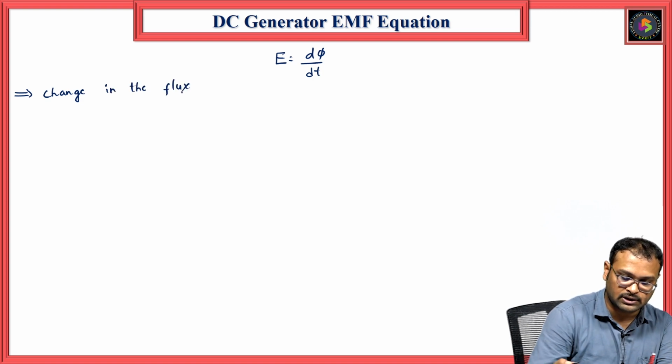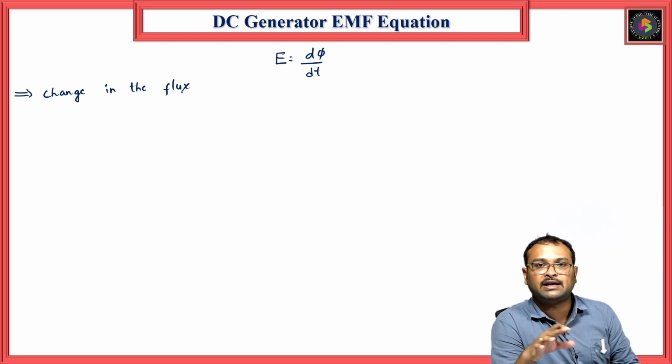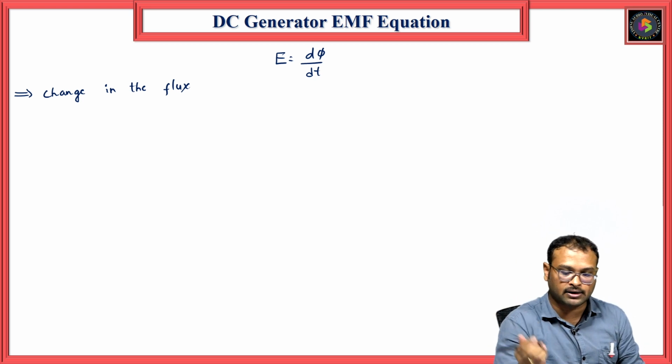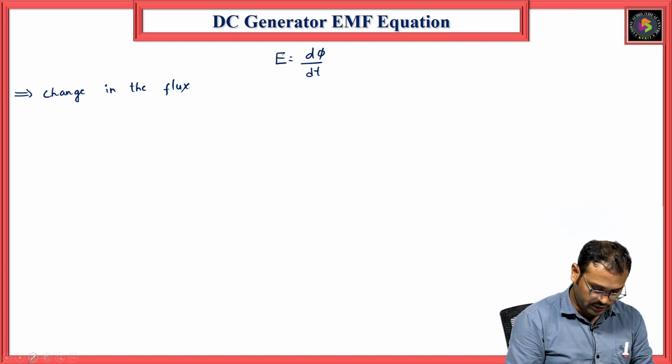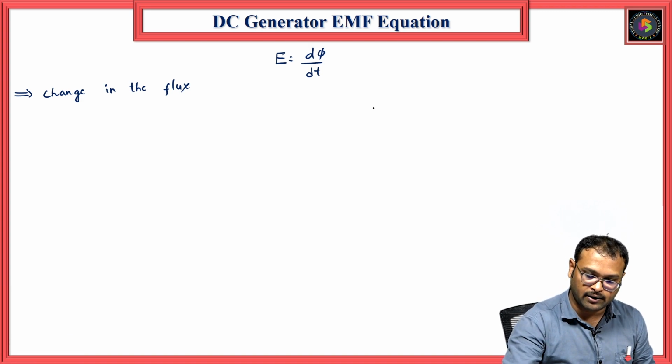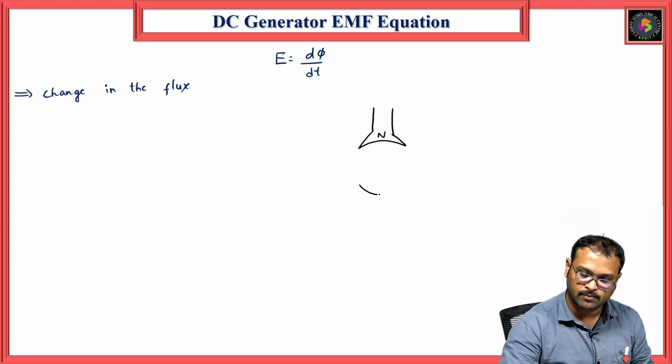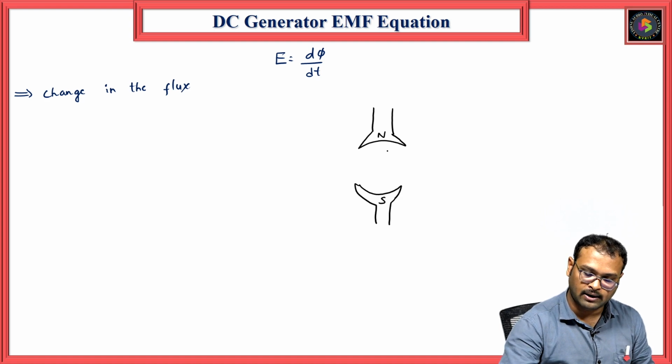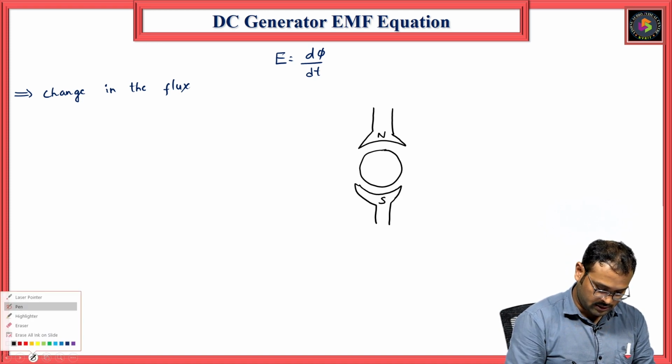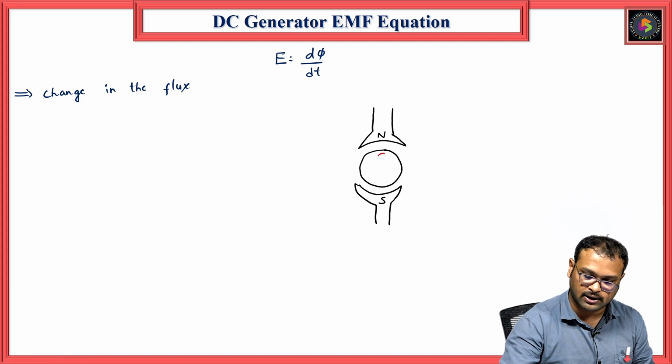What is the meaning of change in the flux? When the conductor is moving, it is cutting the flux, so definitely the flux will change in the conductor. So we will observe how it is going to change. Again I am considering my two-pole machine. This is my north pole, and this is my south pole, and this is the armature conductor. In this one we are going to take one conductor.